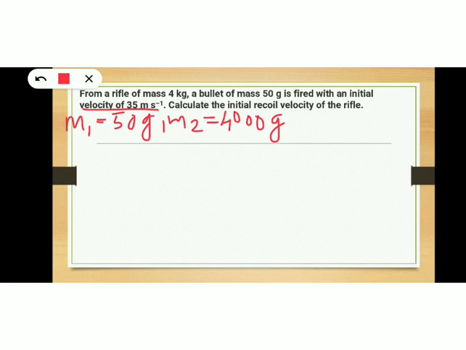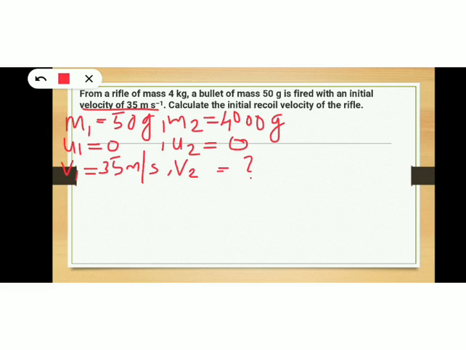Before firing, both rifle and bullet will be at rest. So their initial velocity will be 0. So the initial velocity of the bullet will be 0, but the final velocity of the bullet is given as v1, that is 35 meters per second. Similarly, the initial velocity of the rifle will be 0 because initially the system is at rest, and the final velocity of the rifle, that we don't know.